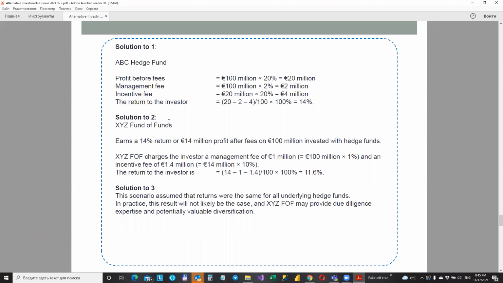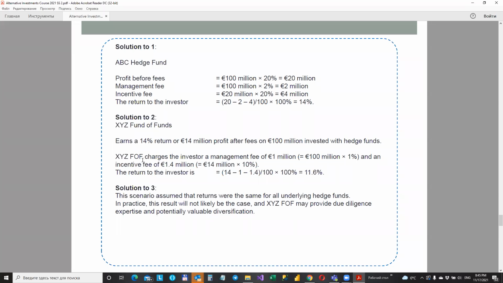Very straightforward calculation, but it gives us an understanding of what is happening. Profit before fees for the very simple fund ABC is 20 million, management fee 2 million, incentive fee 20%, 24 million. That leads us to the return for the investor of 13%. Then we have a fund of funds. The fund of funds earns the same 13% on its investment in ABC hedge fund.